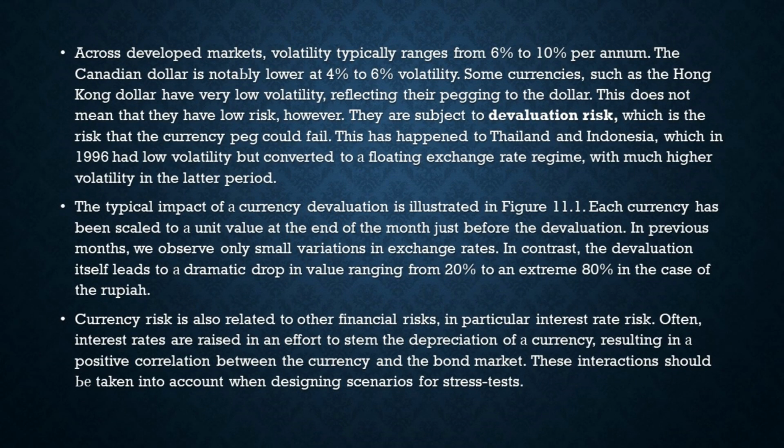So, describing the last picture: across developed markets, volatility typically ranges from 6% to 10% per annum. The Canadian dollar is notably lower at 4% to 6% volatility. Some currencies, such as the Hong Kong dollar, have very low volatility, reflecting their pegging to the dollar. This doesn't mean that they have low risk. However, they are subject to devaluation risk, which is the risk that the currency peg could fail.